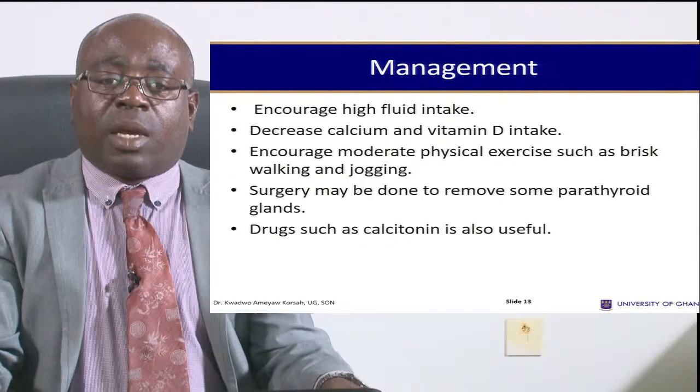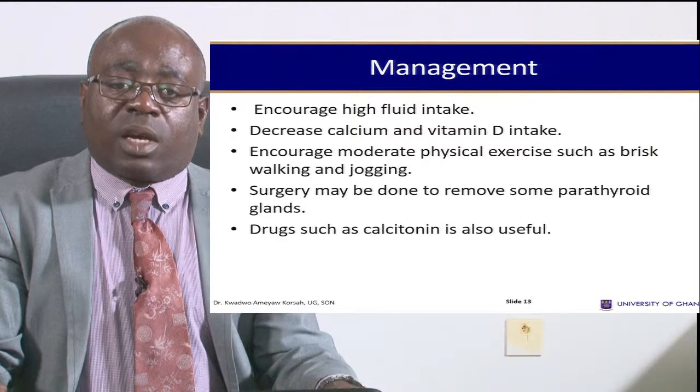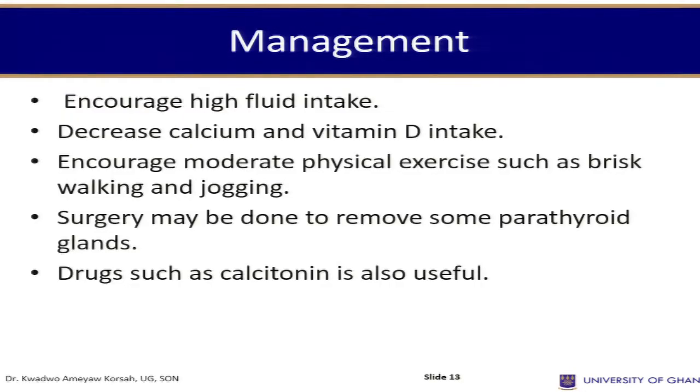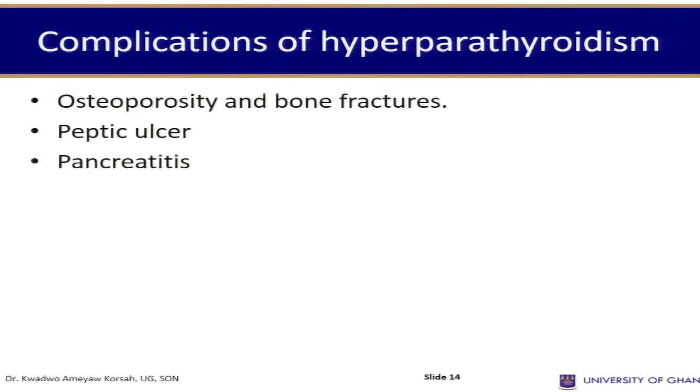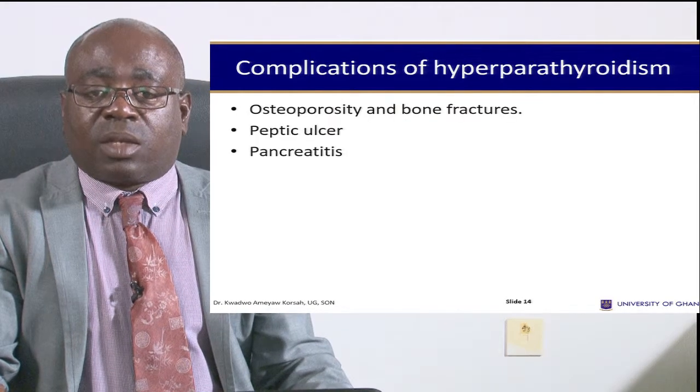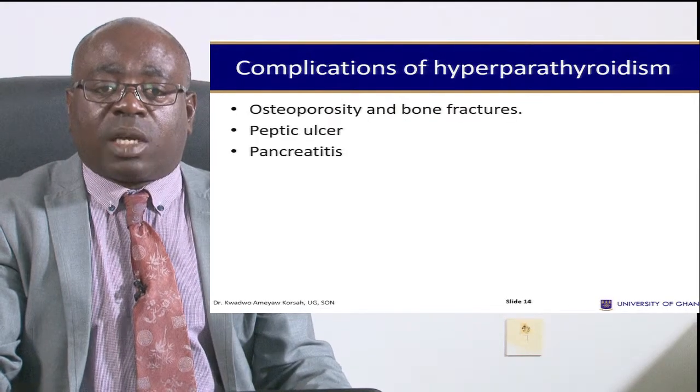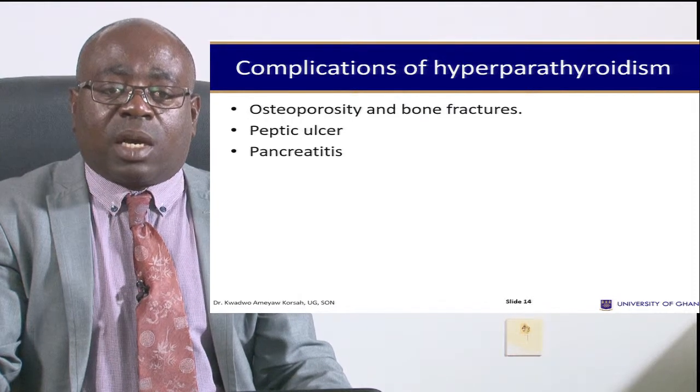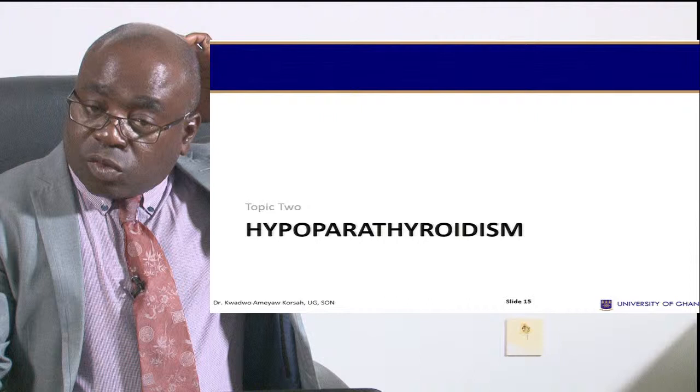And so the management lies on the fact that we need to encourage high fluid intake in the affected individual, decrease calcium and vitamin D intake, encourage moderate physical exercises such as brisk walking and jogging, and surgery may be done to remove some parathyroid glands, and a drug such as calcitonin is also useful. And then complications of hyperparathyroidism, we can look at osteoporosis and bone fractures, peptic ulcer, and pancreatitis in general is likely to occur.